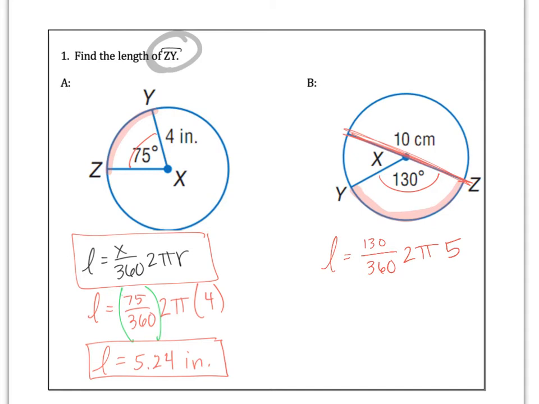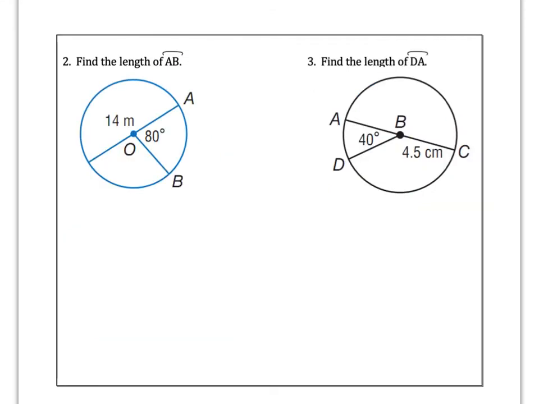When you type this in your calculator, you're probably going to have to put parentheses around 130 divided by 360. So go ahead, grab your calculator, type in parenthesis 130 divided by 360, close the parenthesis, times 2 times pi times 5. If you typed it in the right way, you should have gotten 11.34 centimeters. Great. Will you pause the video and try number 2? And when you're done, unpause the video.